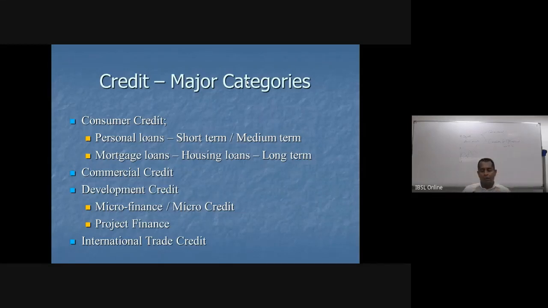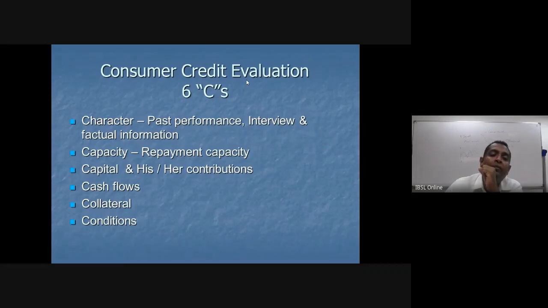Then you have project financing, right? International trade credit. So: consumer credit, commercial credit, development credit, and international trade credit. That is LCs and discounting of LCs and those things. Retail consumer credit evaluation. So this is the 6 C's what we discussed. Right? 6 C's of credit.